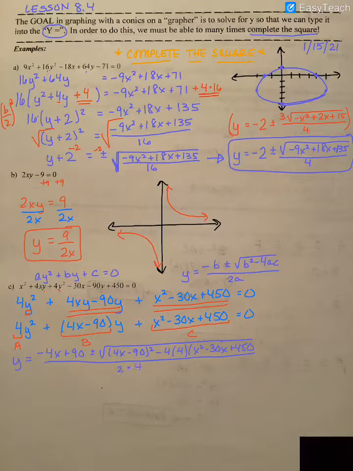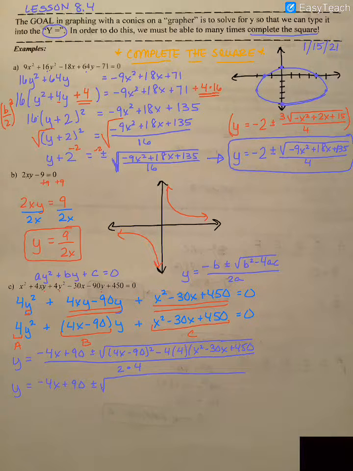So 2 times 4. Now, if you want to get really technical, this is solved for y, and you could put it in your calculator. I would encourage you to do a little bit more cleanup here. The big place you can do some cleanup is under the radical. So I'm going to keep this as negative 4x plus 90 plus or minus, and then under that radical, I would do some multiplying.